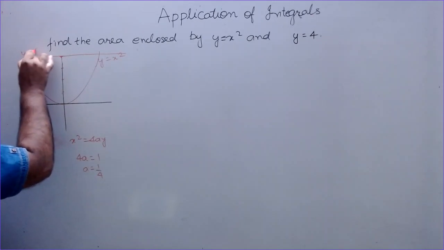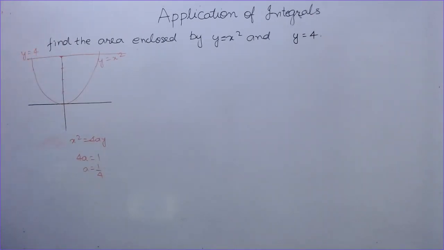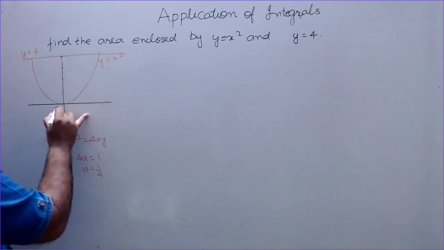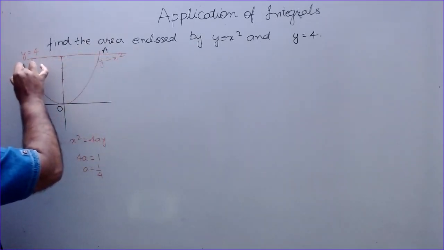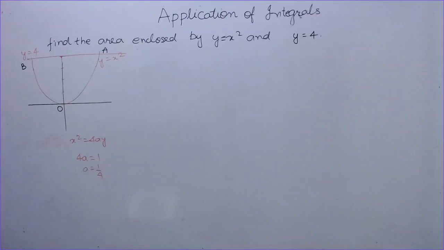Y equal to 4. And they are intersecting at 2 points. So this total area enclosed you have to find. This point is O, origin. Now suppose this point is A, this is B. You have to find the coordinates of points A and B.